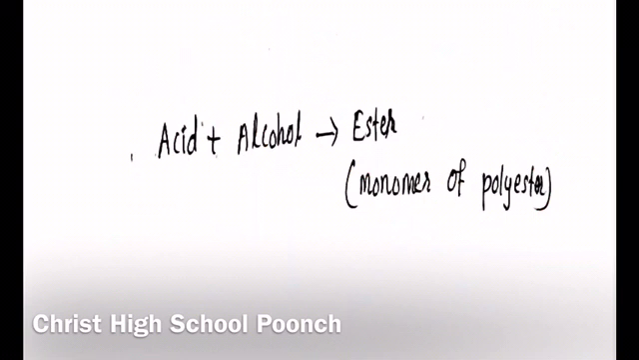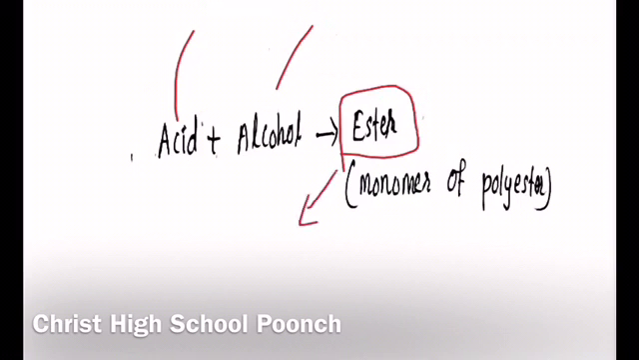So this is the polymerization of polyester. During polymerization we need two chemicals, acid and alcohol. Acid and alcohol react to form ester. Many ester units combine together to form the polyester polymer. So ester is the monomer of polyester.